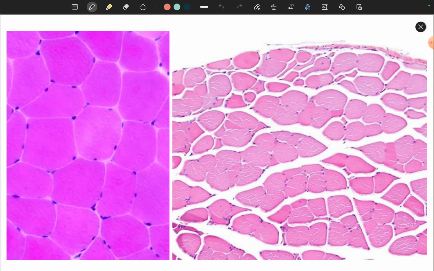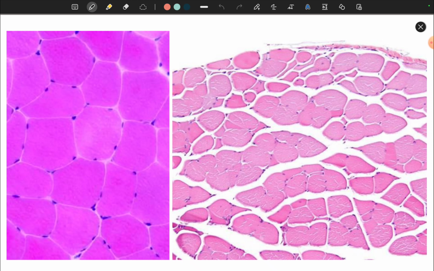And each of these cells have how many nuclei? Is there single or multiple nuclei in skeletal muscles? Multiple nuclei, very good. So we can see there are multiple nuclei in the skeletal muscle fiber. So this is a single cell with multiple nuclei, and this is the sarcoplasm.